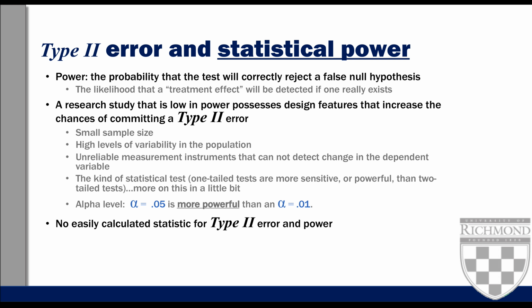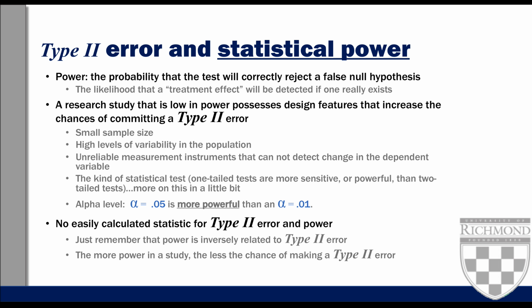So there's really no easy way to calculate type 2 error and power. I mean, that's a graduate level statistics question. If you go to grad school, you're going to find out a lot more about power. But it's, again, not nearly as easy to calculate as, say, type 1 error. Just remember that power is inversely related to type 2 error. The more powerful your design, the more powerful your experiment in terms of all these different attributes, the better designed it is, the lower your type 2 error is going to be. So the more power in a study, the less chance of making a type 2 error.